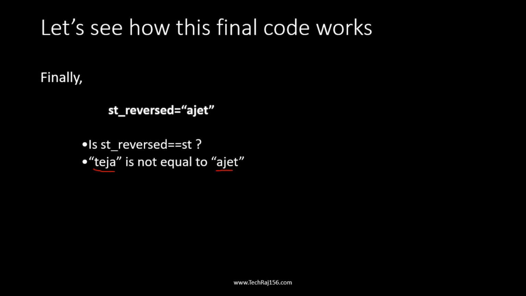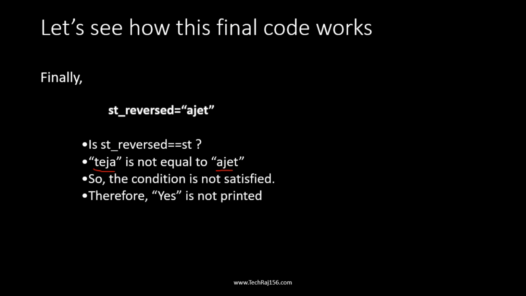So it's not equal to AJET, which means nothing is printed. The condition is not satisfied. I'm sorry, I meant to underline it, not to strike it off. Okay, so the condition is not satisfied, therefore yes is not printed, so nothing is printed. That is how this final code is going to work.